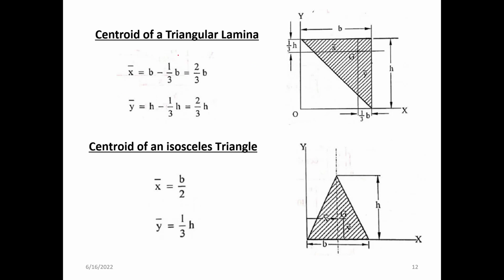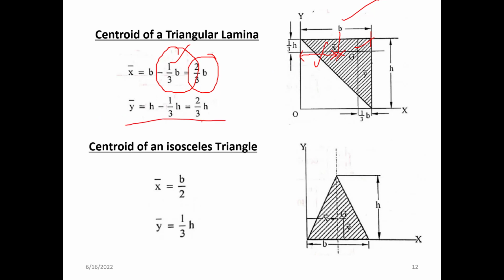That means one third of b is from this point to this point. So we are supposed to find the x bar from here to this point. Total b minus one third of b will give you two third of b, which is this distance from the left extreme to the centroid of this lamina.